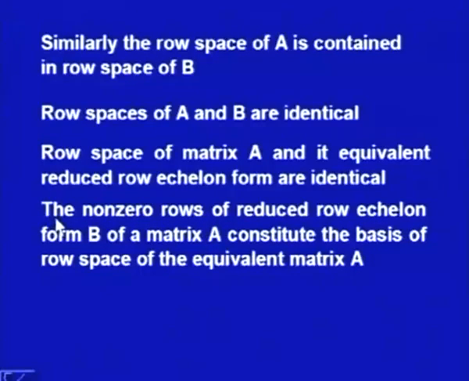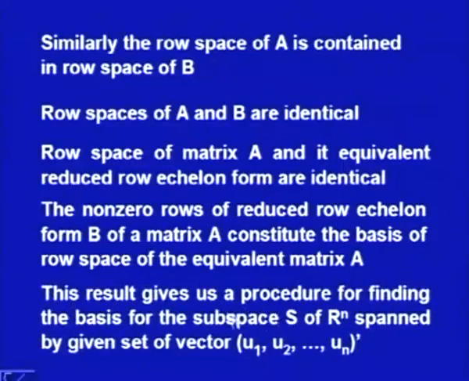Now, it says that the non-zero rows of the reduced row echelon form B of a matrix A constitute a basis of the row space of the equivalent matrix A. In the echelon form, we will see how many rows are non-zero, and those non-zero rows will form a basis and give us the rank of the matrix.